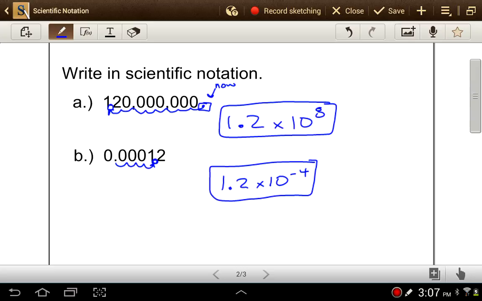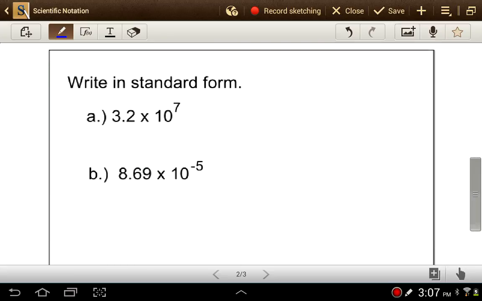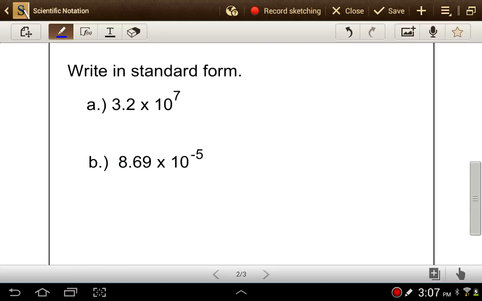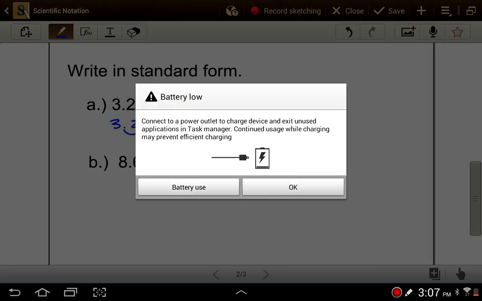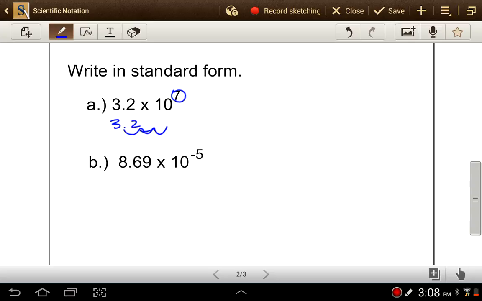We'll move on to my next example. Let's say we see something in scientific notation and we want to write it in standard form, how we normally would write it. I'm going to do 3.2 times 10 to the 7th, which means I'm going to move my decimal point 7 places to the right. 1, 2, 3, 4, 5, 6, 7 to the right. When I move it to the right, I fill these in with zeros. So that's going to be 3, 2, and then 6 zeros: 1, 2, 3, 4, 5, 6. Put my commas in, and there's my answer.